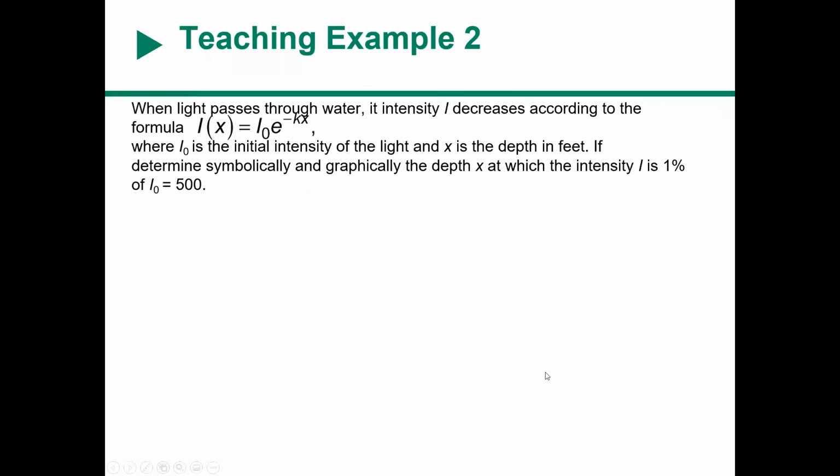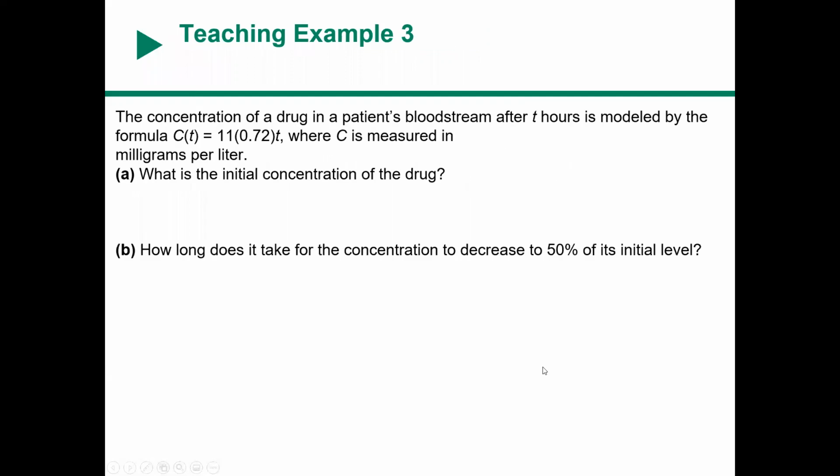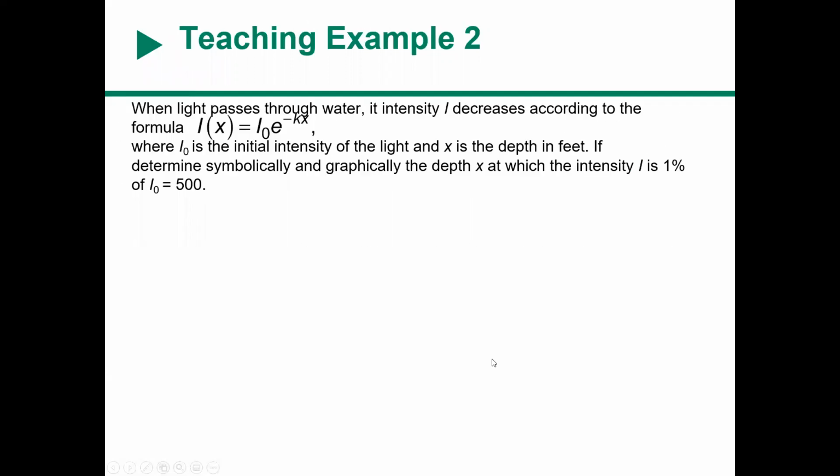All right, when light passes through water, intensity I decreases according to the formula I of x equals I sub 0 e to the negative kx, where I sub 0 is the initial intensity of the light and x is the depth in feet. Determine symbolically and graphically the depth x at which the intensity is 1% and I sub 0 is 500.